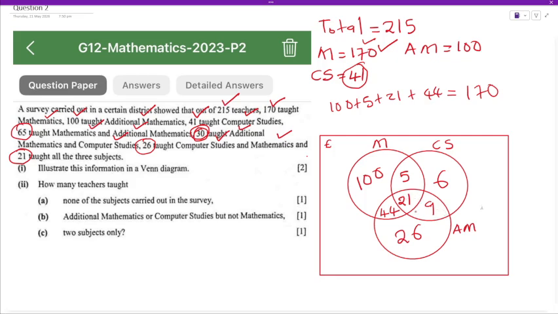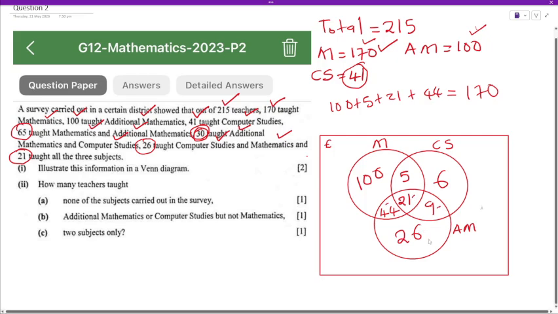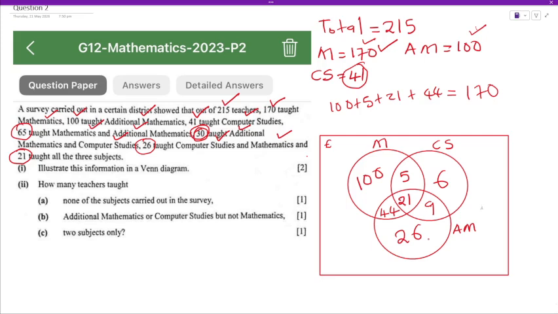Which is additional mathematics. The total for additional mathematics should be 100 right there. So we add everything. We have a 44 there, we have a 21, we have a 9, we have a 26. When we add everything, what do we get? So I'm going to say 44 plus 26 plus 21 plus 9 gives me exactly 100. Well, we have confirmed that all the sets are correct.